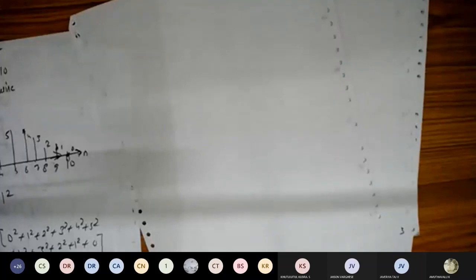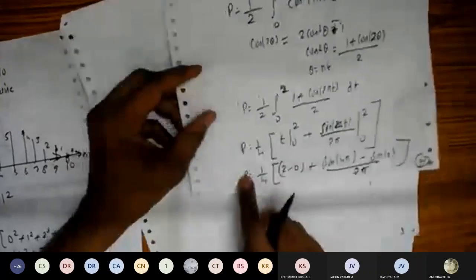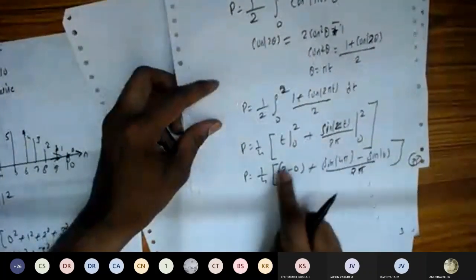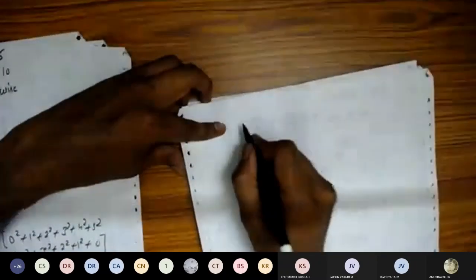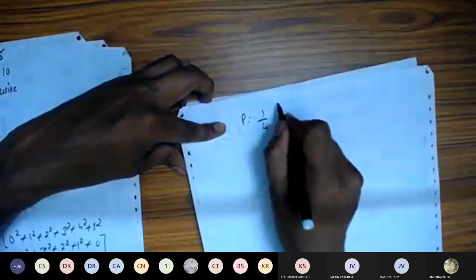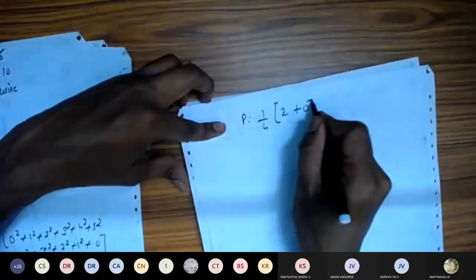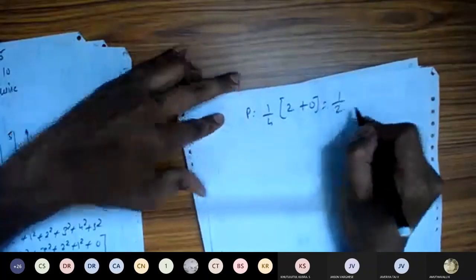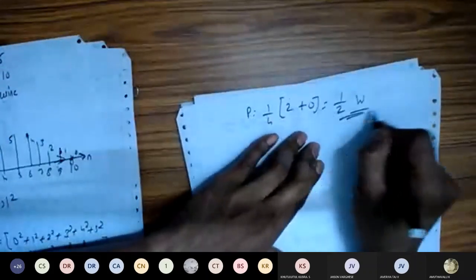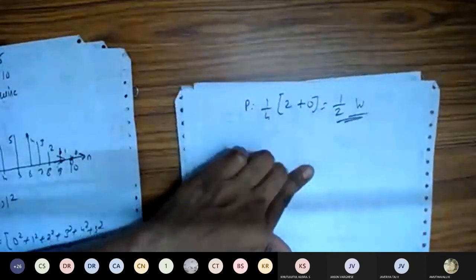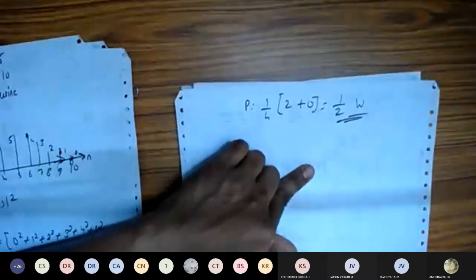Okay, I'll go to the next page. The remaining quantities: 1 by 4 times 2, and this becomes 0. So 1 by 4 into 2 becomes 1 by 2. So the average power of the signal is P equal to 1 by 4 into 2 plus 0, which is 1 by 2 watts.